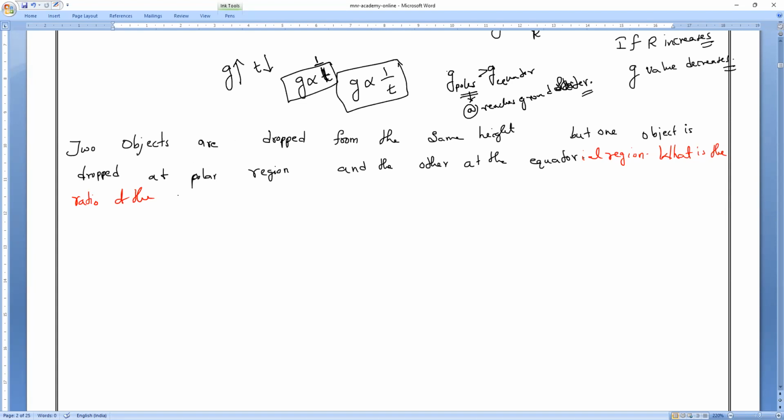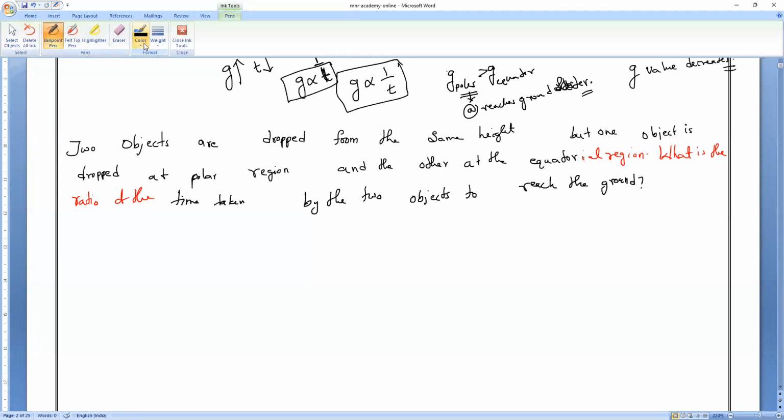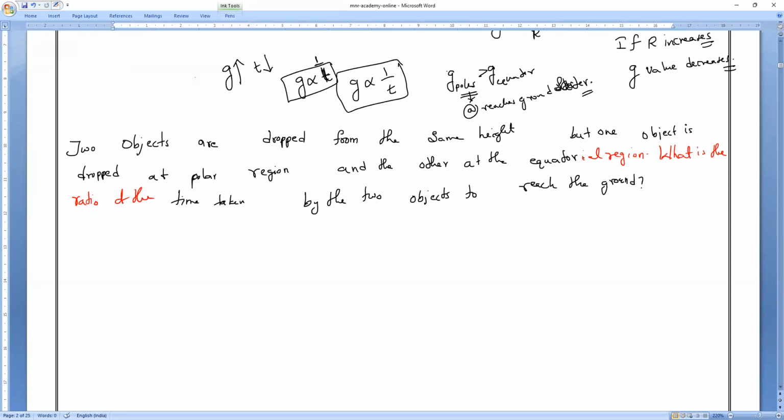of the time taken by the two objects to reach the ground. Any problem for anybody, you can ask me. Are you clear, everybody? If you are okay, then we'll proceed.